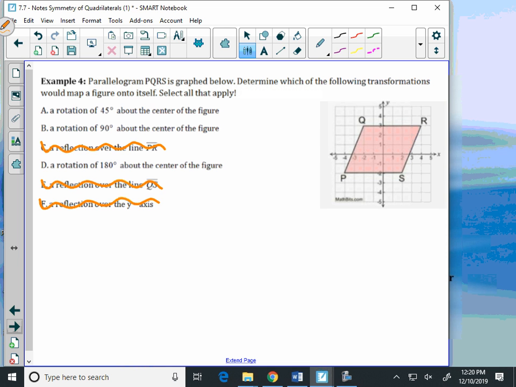Well, what degree can we rotate all parallelograms? 180. So the only answer we can have is what? C. So yes, it said select all that apply, and we only selected one. That's okay. There's only one that applies. It's very rare that that happens, but it might sometimes.